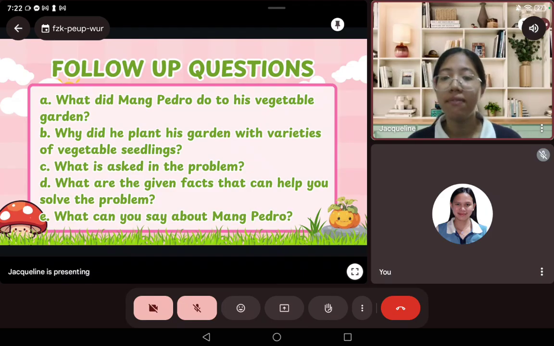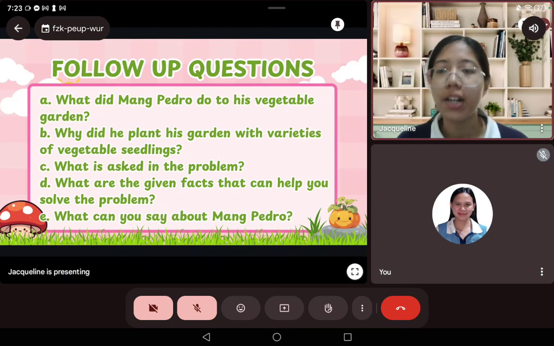What do you think are the given facts that can help solve the problem? Anyone from the class? No? Alright, I'll ask some volunteers. Anyone? Yes? That is correct, class. So we have here the given 50 meters and 20 meters.